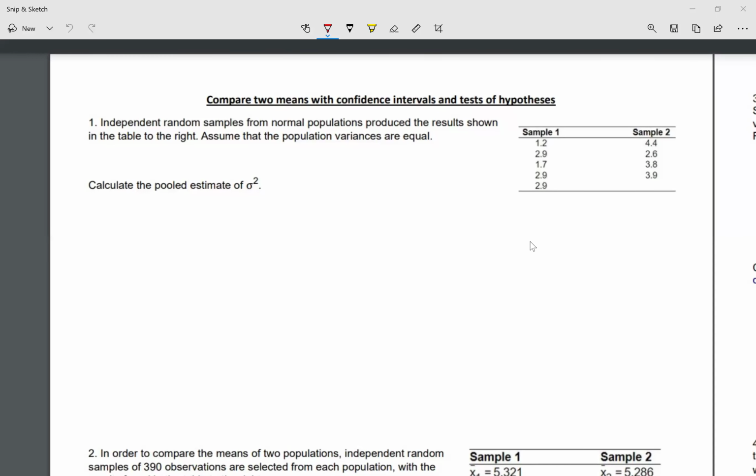Okay, so now we're gonna start comparing the two means with confidence interval and test of hypotheses. So let's take a look. Independent random samples from normal populations produce the results shown in the table to the right. So I see there was a sample one. There's 5 samples in sample one, and there's 4 cases in sample two. Assume that the population variances are equal.